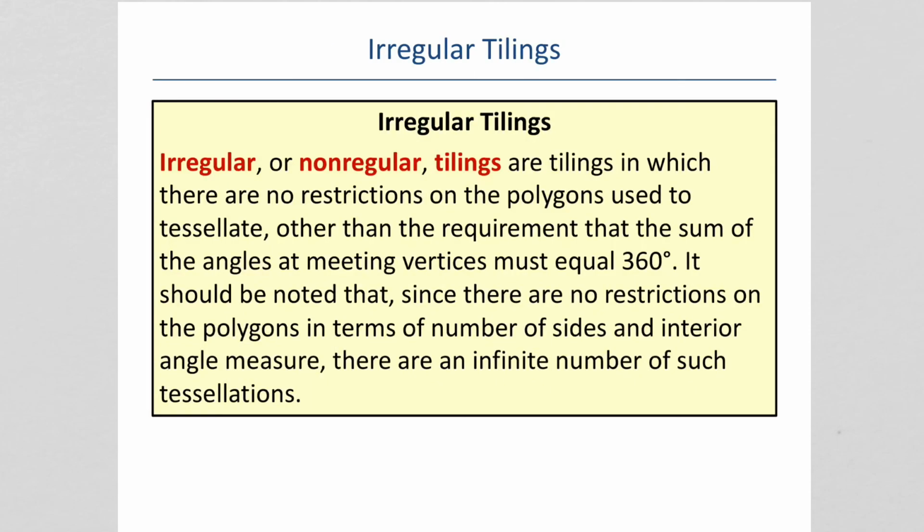And last, just a final definition. Irregular tilings, or non-regular tilings, are tilings in which there are no restrictions on the polygons. So they could be some kind of weird shape used to tessellate, other than the requirement that the sum of the angles at meeting vertices must be 360. It should be noted that since there are no restrictions on the polygons in terms of the number of sides and interior angle measure, there are an infinite number of such tessellations.